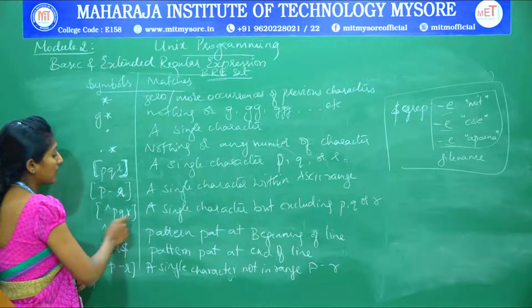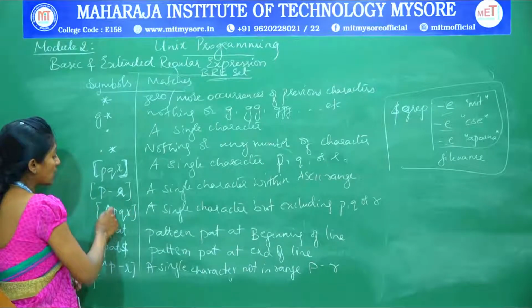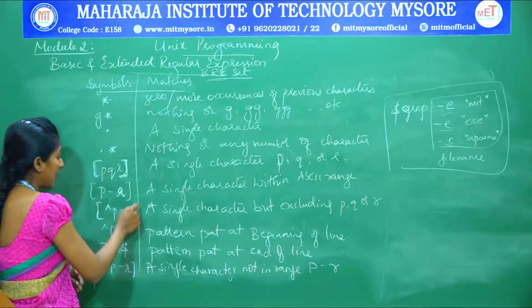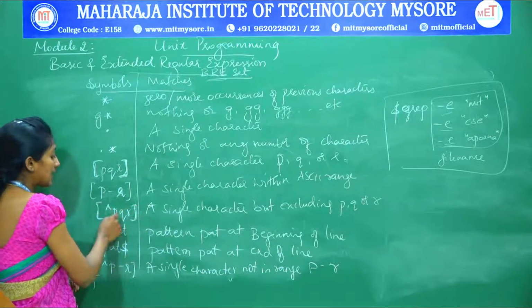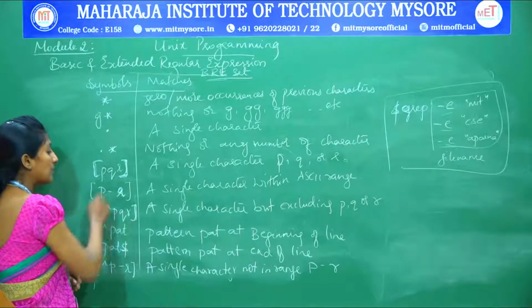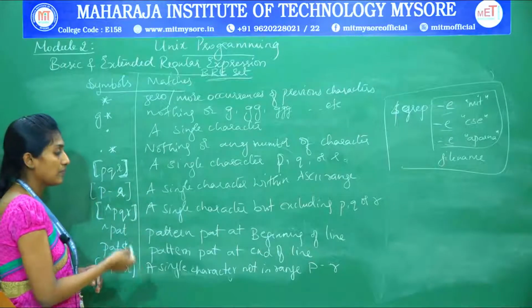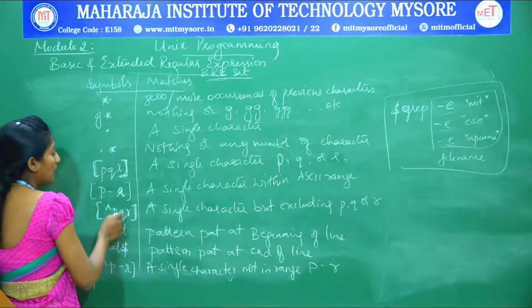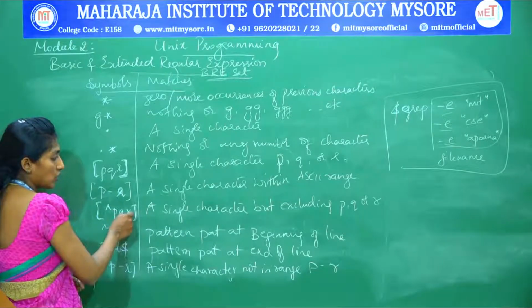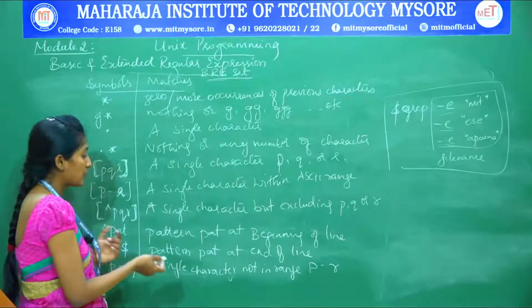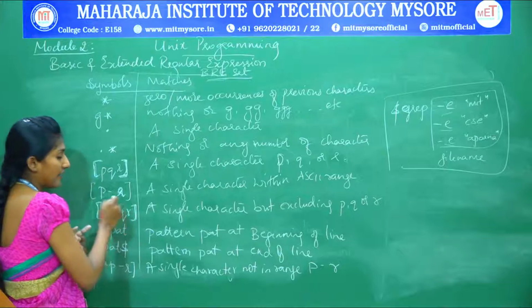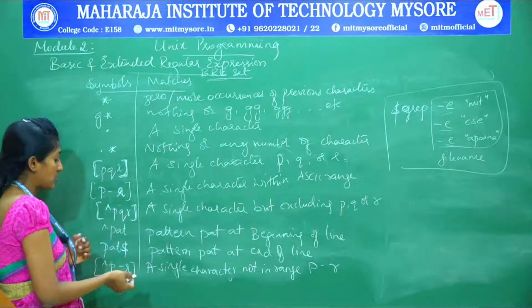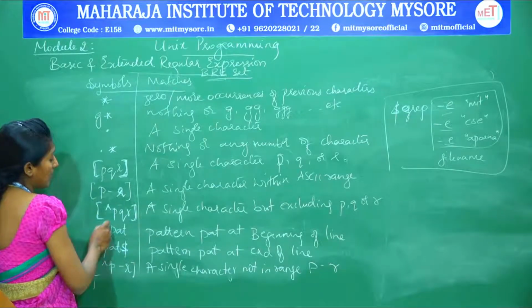Next is the negation of PQR. If I have specified that within the character class, it means excluding PQR, the remaining characters within this character set will be matched. Just ignoring PQR, the remaining characters will be matched.